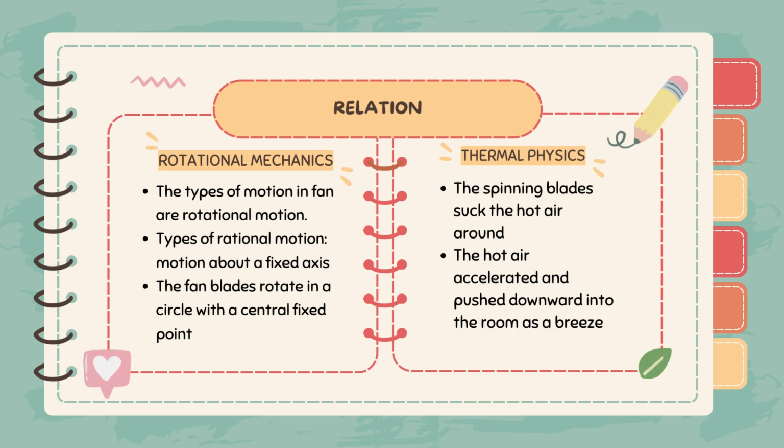The rotational mechanics, or the type of motion of a fan, is rotational motion. The type of rotational motion of a fan is motion about a fixed axis, which means the fan blades rotate in a circle around a central fixed point. For the thermal physics part, the spinning blades of a fan will suck the hot air from the surroundings, then it will be accelerated and pushed downward into the room as a breeze.